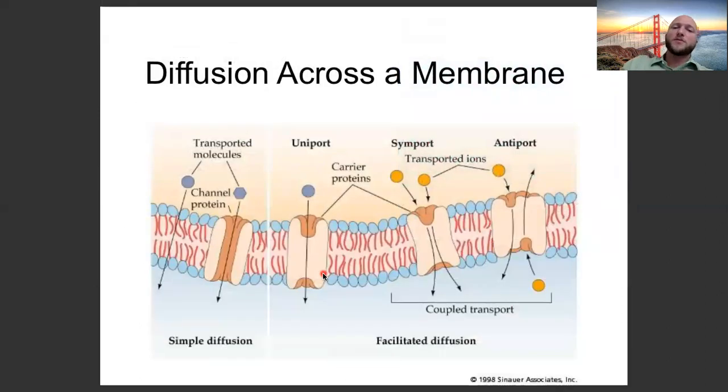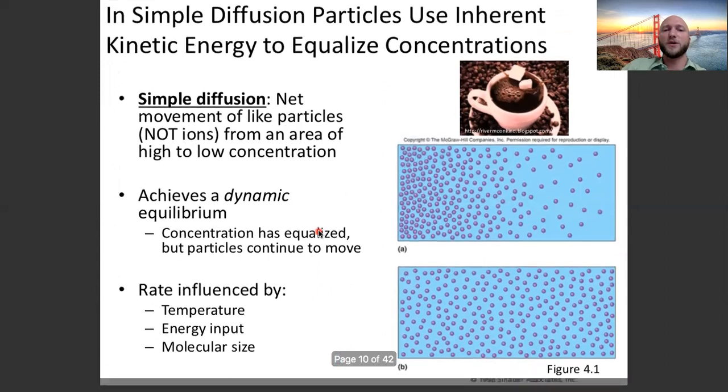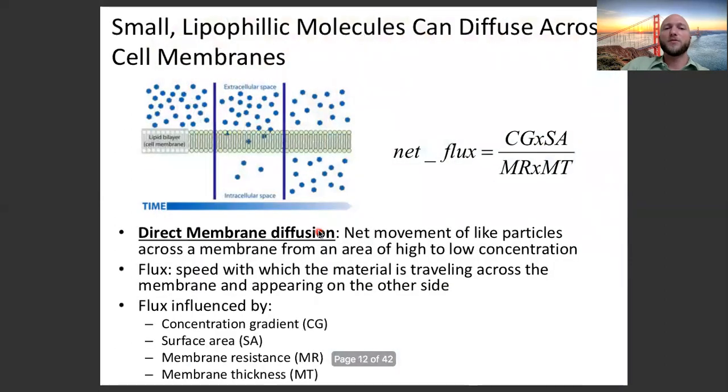Now we're looking at the next one. The next four are all different forms of movement across a membrane. So simple diffusion, no membrane. We're now going to look at ones with a membrane. So direct diffusion across a membrane. This is net movement of like particles across a membrane from areas of high concentration to low concentration.